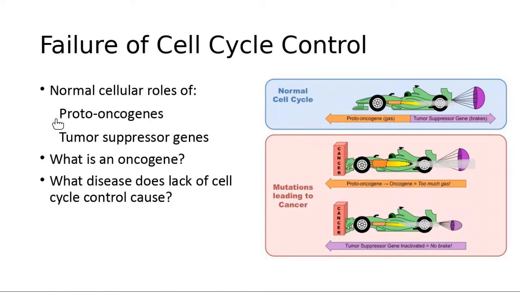Okay, so a proto-oncogene is responsible for promoting cell division, so it kind of acts as an activator for that. A tumor suppressor gene, on the other hand, inhibits cell division. So if we look at this picture right here, the proto-oncogene basically acts as the gas. It's like, yes, we got to divide. While the tumor suppressor gene acts as the brake and is like, well, hold up, we're not going to actively divide right now.